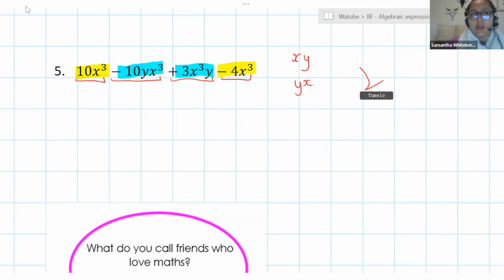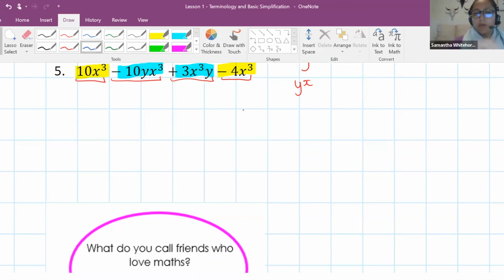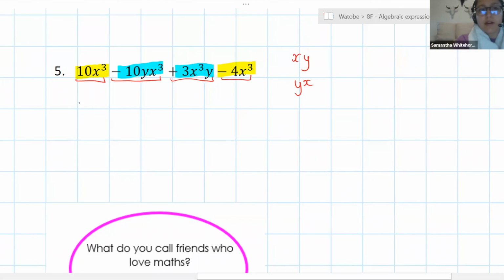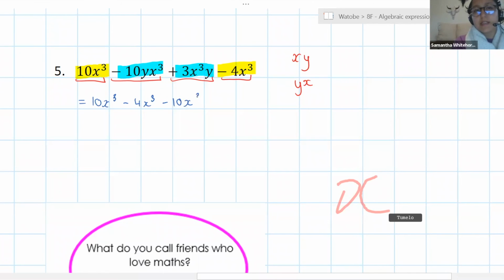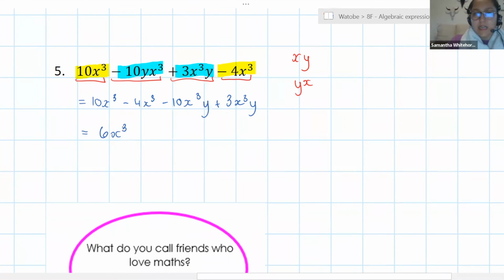And because then we've got our like terms grouped together, we can add and subtract. Remember, again, if you need to write them grouped together for yourself, that's absolutely fine. So we've got 10x cubed minus 4x cubed, and then we've got the minus 10. And here, if you want to write the x cubed first and then the y, that's fine. Really doesn't make a difference. Plus 3x cubed y. And then we can add. So 10x cubed minus 4x cubed is 6x cubed. And now negative 10x cubed y plus 3x cubed y is a negative 7x cubed y.